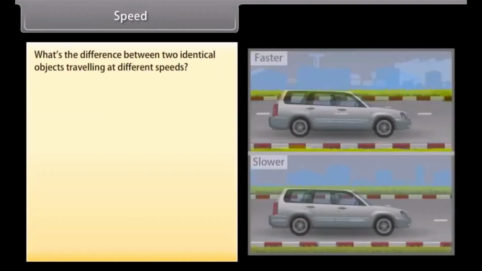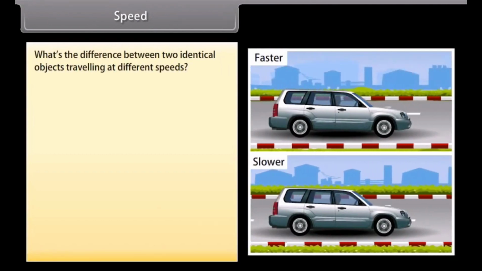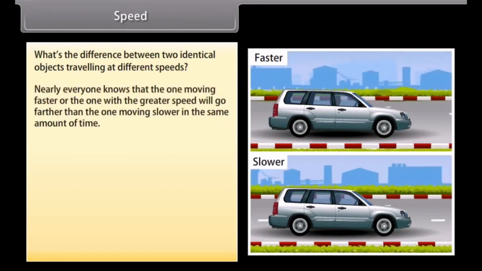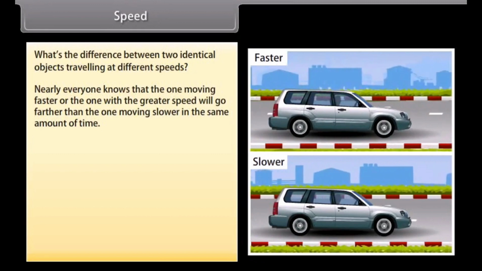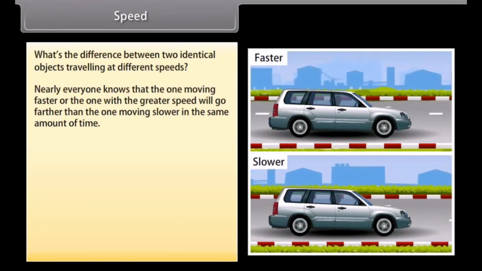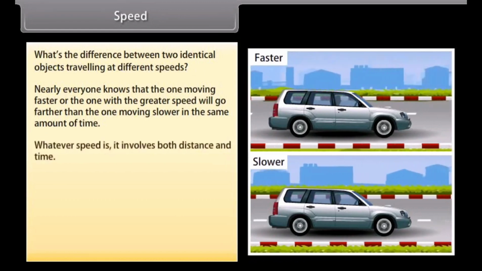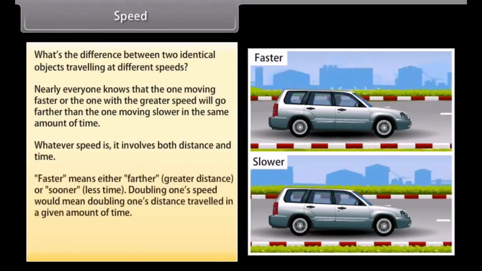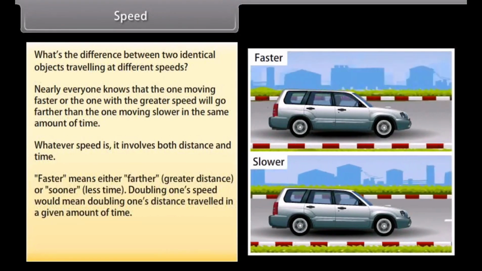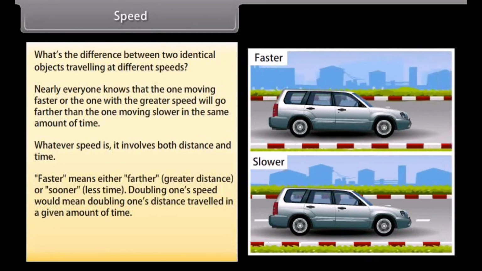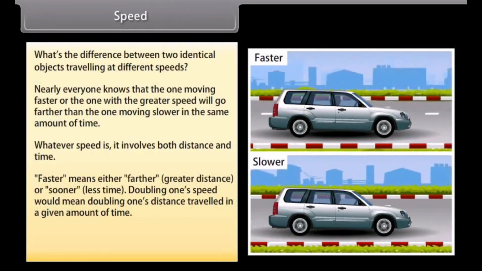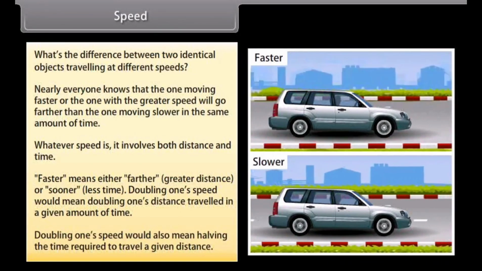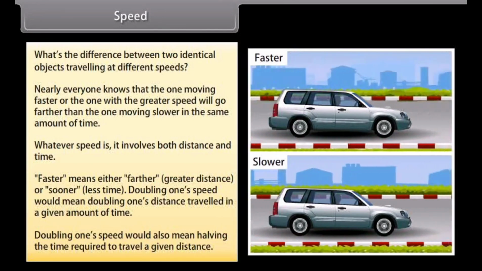Speed. Now, can you tell the difference between two identical objects traveling at different speeds? Nearly everyone knows that the one moving faster, or the one with a greater speed, will go farther than the one moving slower in the same amount of time. Whatever speed is, it involves both distance and time. Faster means either farther, greater distance, or sooner, less time. Doubling one's speed would mean doubling one's distance traveled in a given amount of time. Doubling one's speed would also mean halving the time required to travel a given distance.